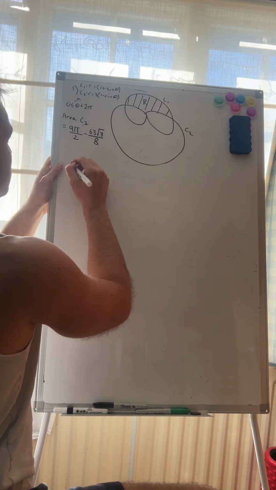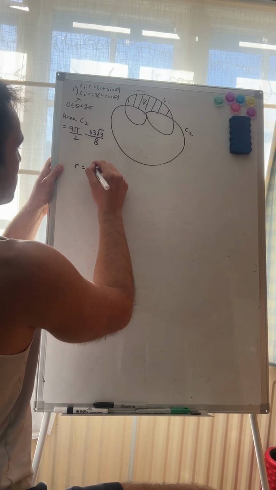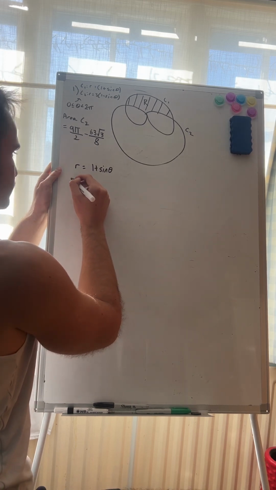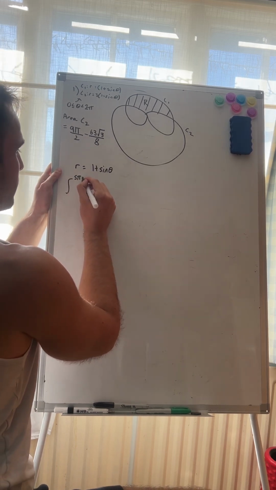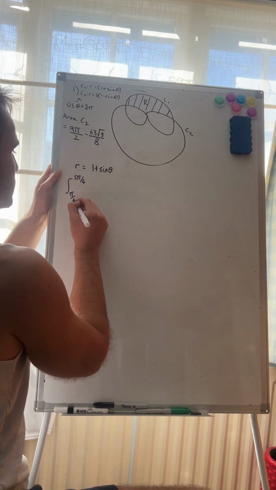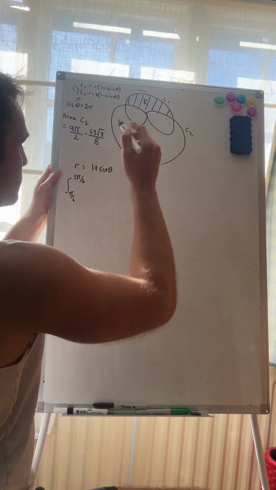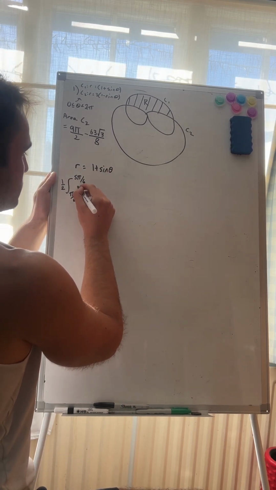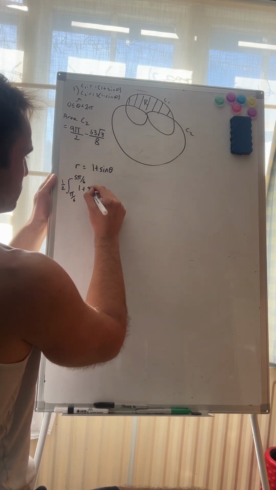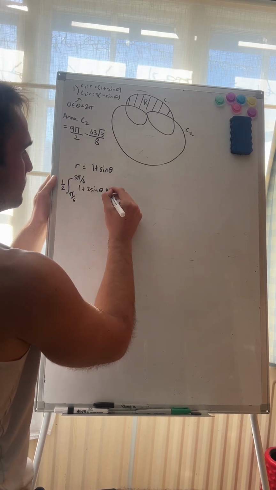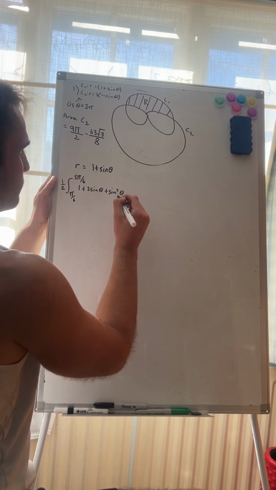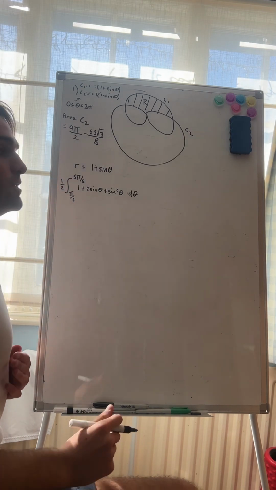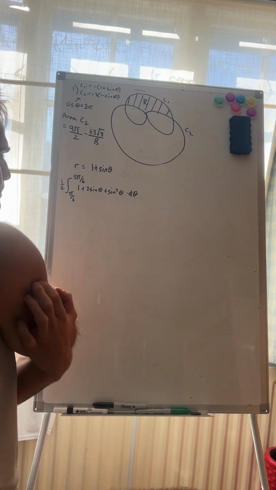So we have C1 is r equals 1 plus sine theta, and using last time we got our bounds between 5 pi over 6 and pi over 6, which are these points of intersection. Then it's half r squared, which is 1 plus 2 sine theta plus sine squared theta, times d theta. Half r squared d theta is the formula used to integrate polar coordinates.